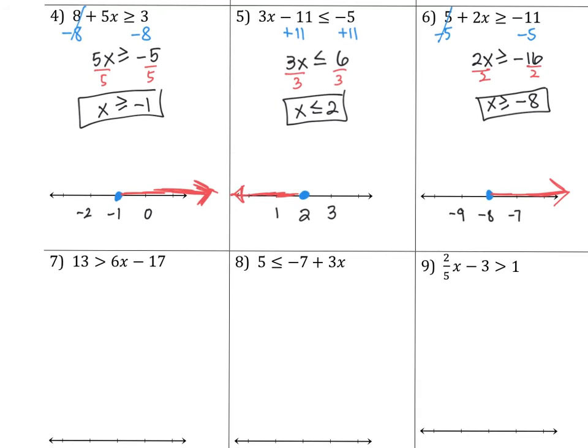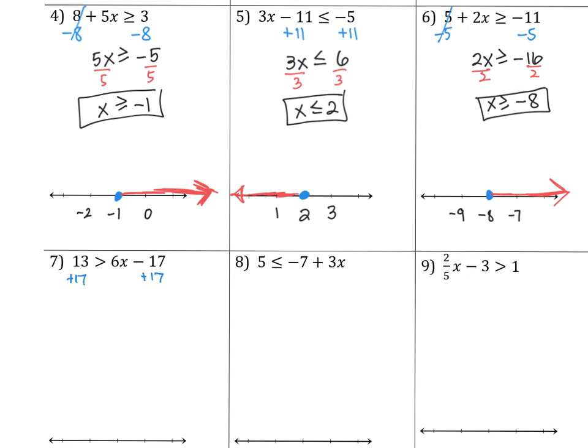Okay, last row. Okay, this one's written backwards. It says 13 is greater than 6x minus 17. I'm going to solve it like normal, but you just have to be really careful. We can't rearrange the inequality or we mess up the value.